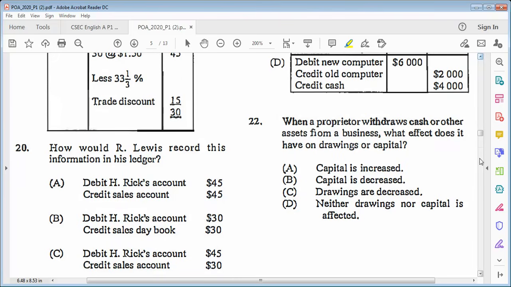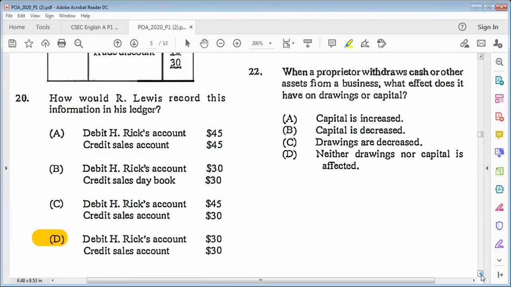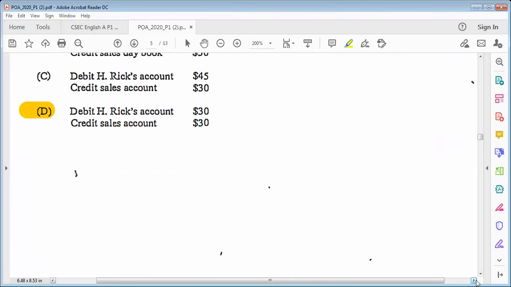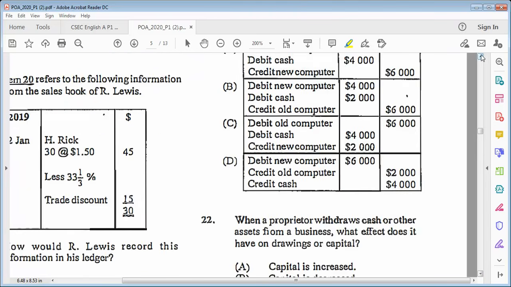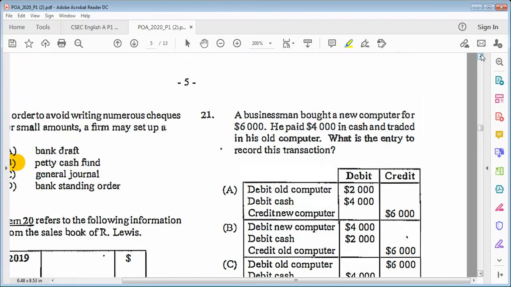So let's go on to number 21. It says, a businessman bought a new computer for $6,000. He paid $4,000 in cash and traded in his old computer. What is the entry to record this transaction?